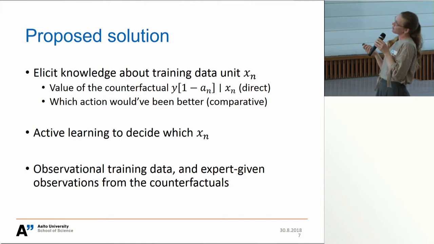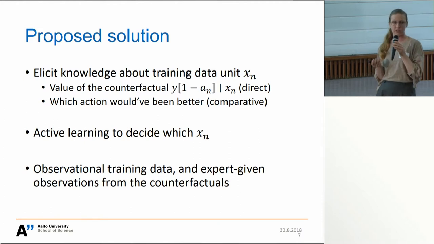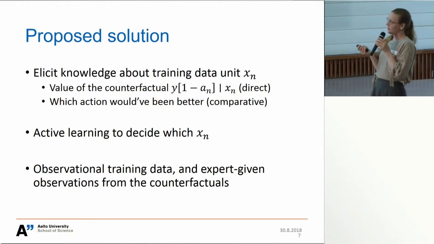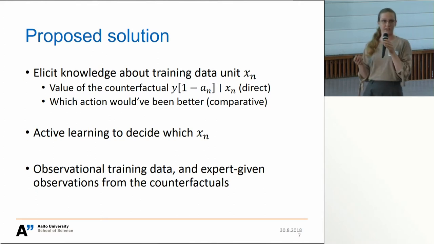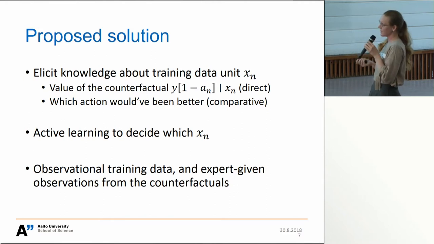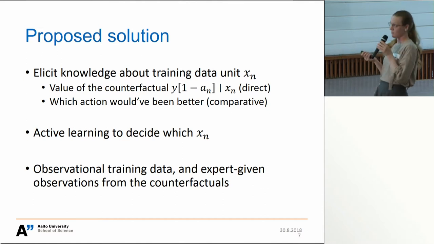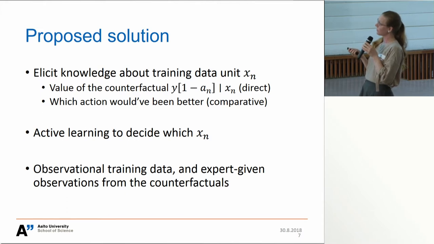And then the question of which question to ask is an active learning question, and we use active learning methods to select those queries. And now, as a result, we get two types of data. So we have the training data, which is observational data, and then we have expert-given data about the counterfactuals. It has different noise, of course, than the original data, and it may also be of a different type, comparative in this case. And therefore, when learning in this kind of setting, that's why we used Stan, because with Stan it was pretty easy to incorporate this kind of different data and do the learning.